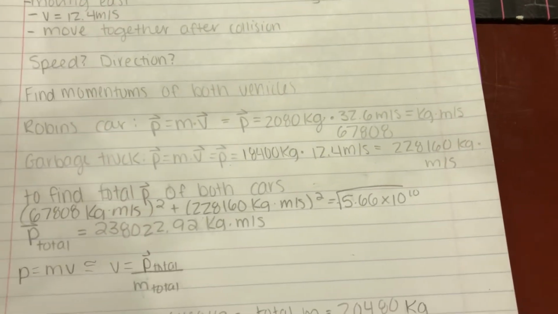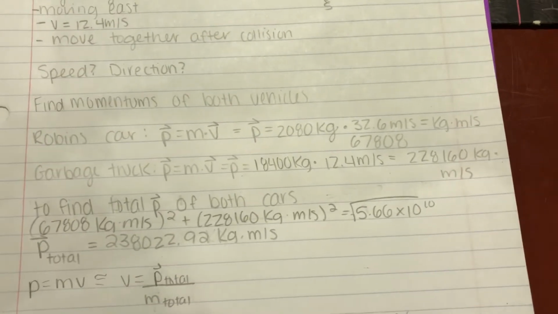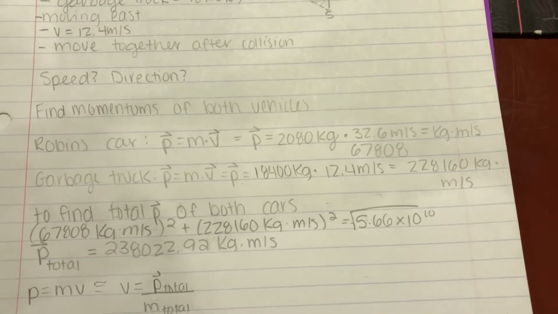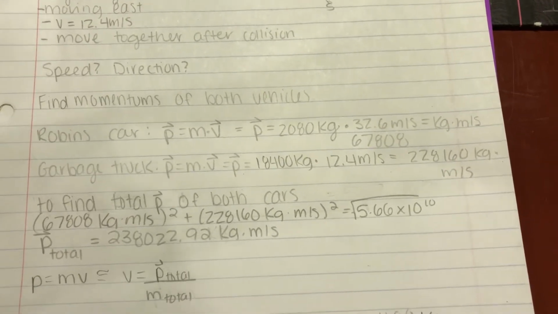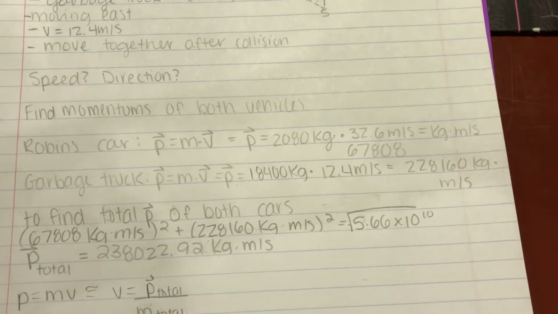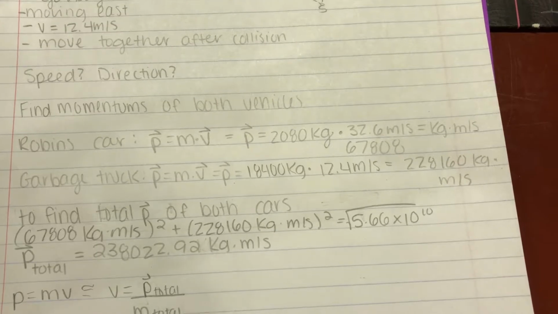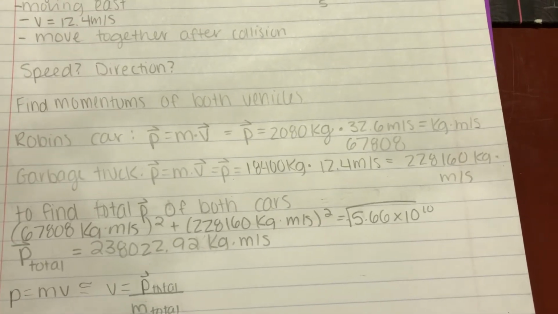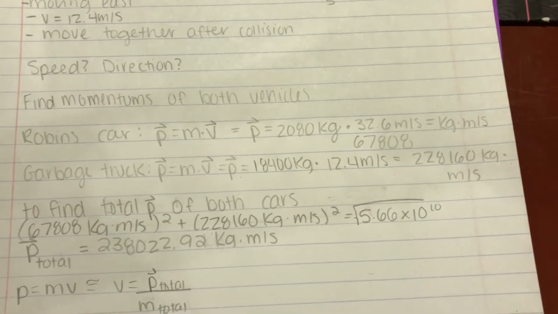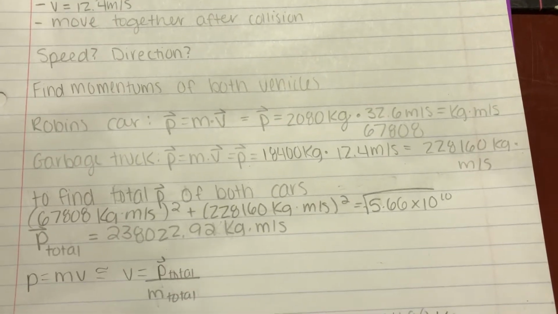Now to find the total momentum of both of the cars, we're going to use the Pythagorean theorem because we know that they're intersecting at a 90-degree angle. So to find the total momentum, we're just going to want to find the hypotenuse. We square both of our values of momentum for Robin's car and for the garbage truck, add them together, and take the square root of that, which gives us a total momentum of 238,022.92 kilograms meters per second.